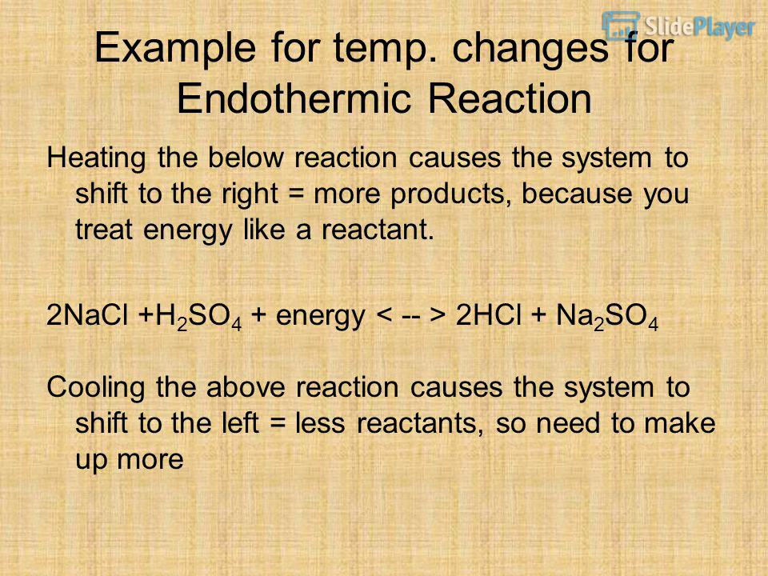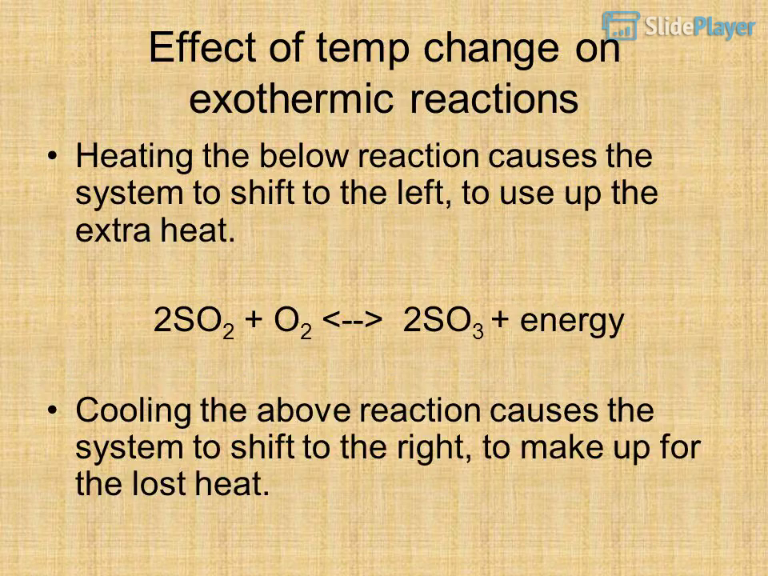Example of temperature changes for an endothermic reaction. Heating the below reaction causes the system to shift to the right, meaning more products, because you treat energy like a reactant. 2NaCl + H2SO4 + energy ⇌ 2HCl + Na2SO4. Cooling the above reaction causes the system to shift to the left, meaning fewer reactants, so the system needs to make up more.